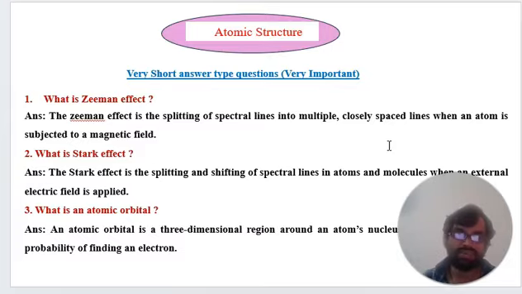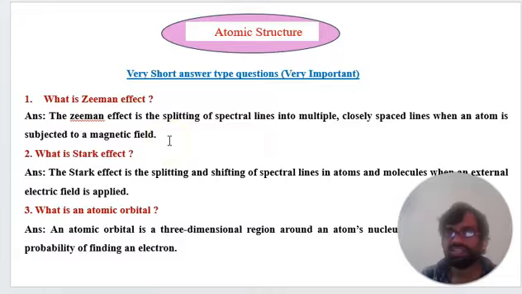And then the second question is, what is the Stark effect? The Stark effect is the splitting or shifting of spectral lines. This is different from the Zeeman effect. The Stark effect is the splitting or shifting of spectral lines of atoms or molecules when an external electric field is applied. So that is the point, very important.